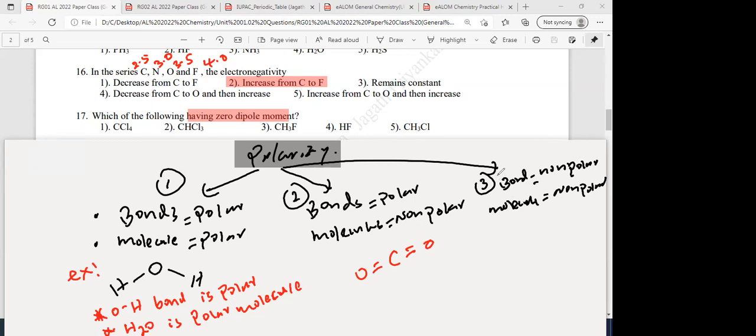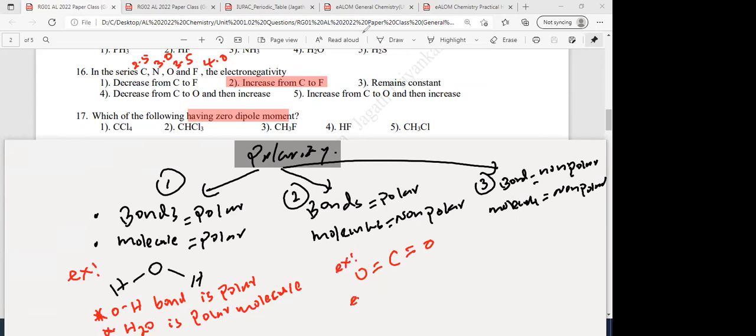Then you can ask, can we have a fourth one? Then the bond becomes non-polar and the molecule becomes polar. That is not possible, right? That is not possible. Only these three instances you get. I'll give one example, carbon dioxide, and I'll give two examples for the second one.